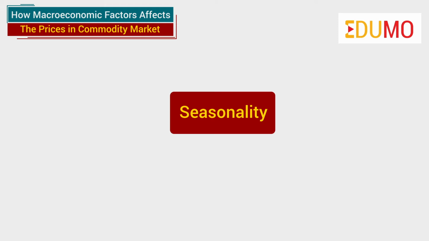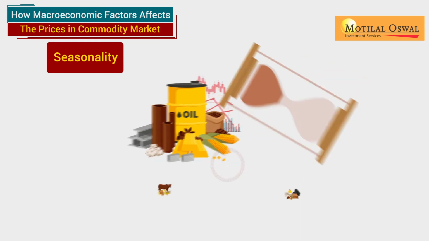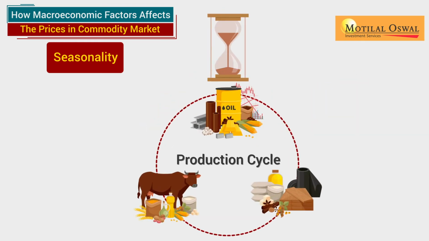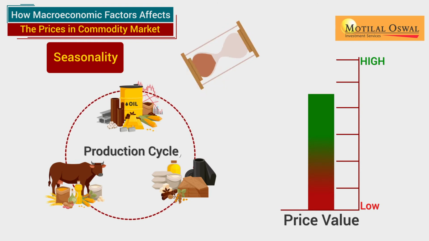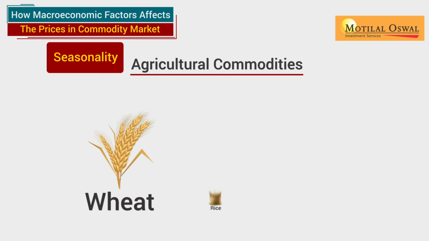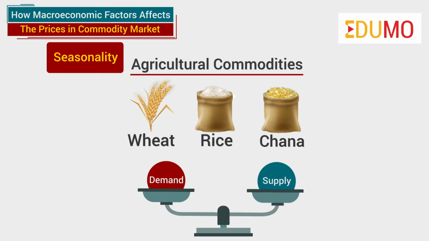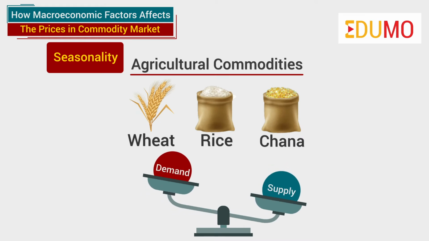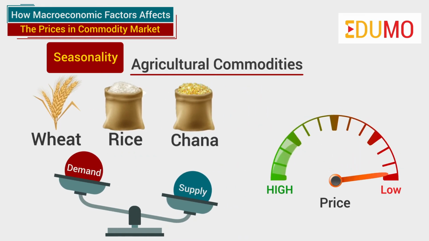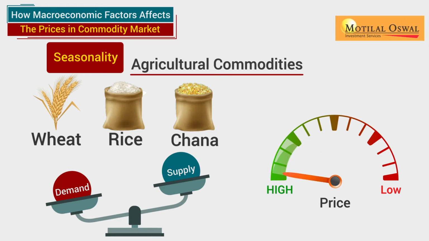Seasonality is important to study for commodities. Most commodities follow a certain timing and schedule of a production cycle, which impacts the trend of the price. For example, in agricultural commodities like wheat, rice, chana, etc., when it is the harvesting season, there is an increased supply. Hence, prices tend to come down. Whereas, during the sowing season, the supply is comparatively lower, with demand being the same, which leads to inflated prices.